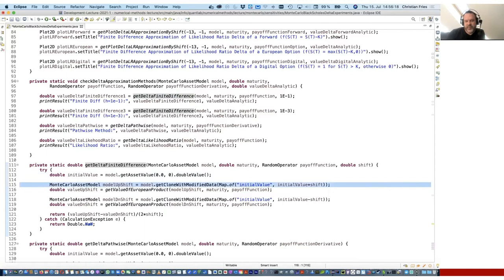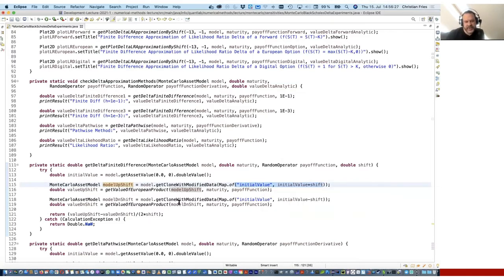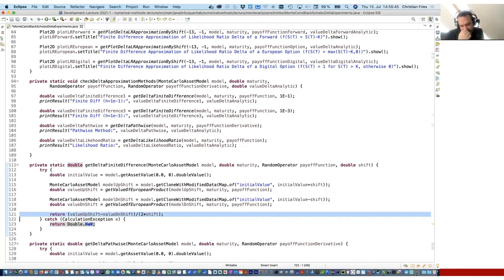It creates a new model with a different initial value. The initial value is the upshift value, initial value plus shift. Create a model with a downshifted value, initial value minus shift, and then value the financial product on the two different models. So here, this is the upshift value, this is the downshift value, and then calculate the finite difference. That's the value I like to calculate for different shift sizes.